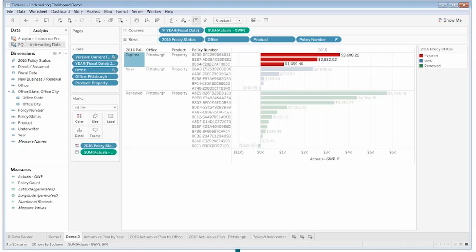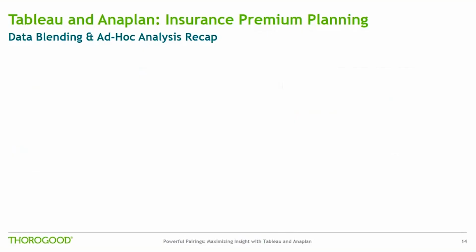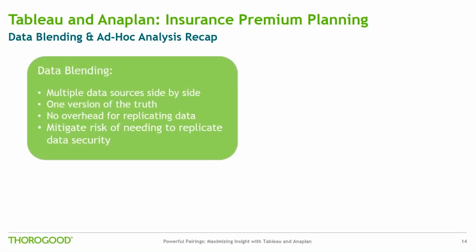As a quick recap, we just saw how planners can take advantage of pairing Tableau with Anaplan data in order to do that ad hoc analysis, especially analysis that brings in data from different data sources. Through the data blending capabilities that we just saw, you're able to analyze data from multiple systems side by side, while each of your data sources remains in their single source system, allowing you to keep that single version of the truth.